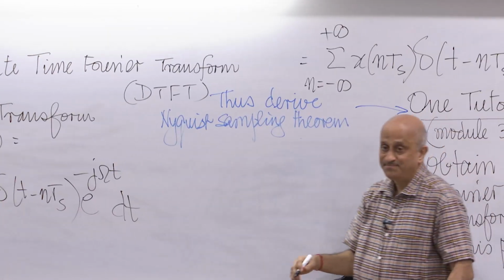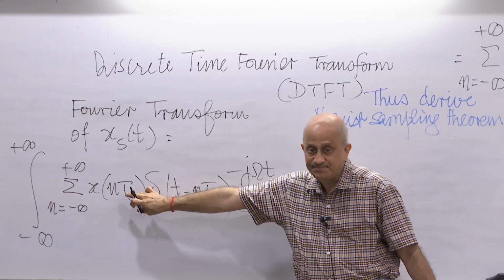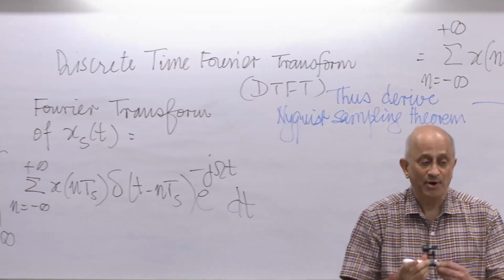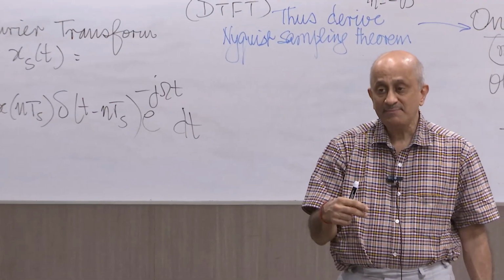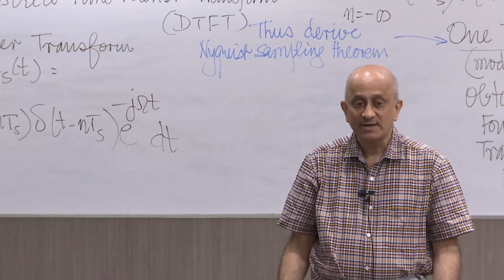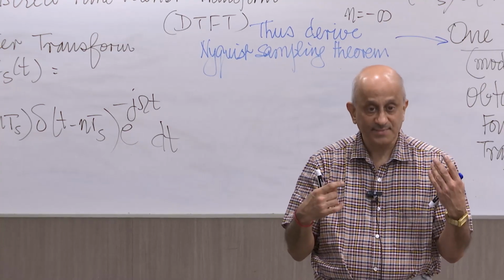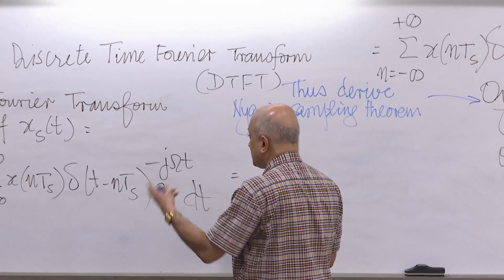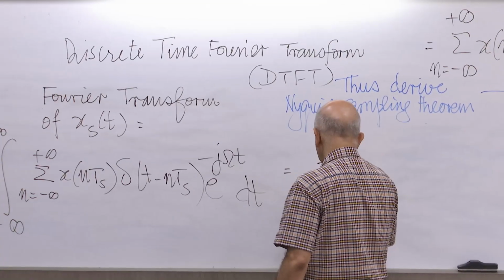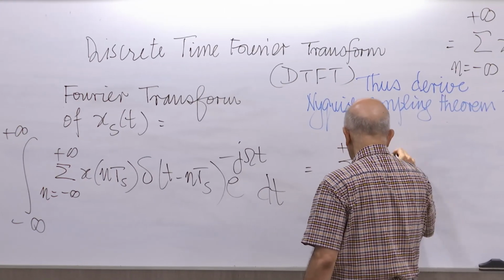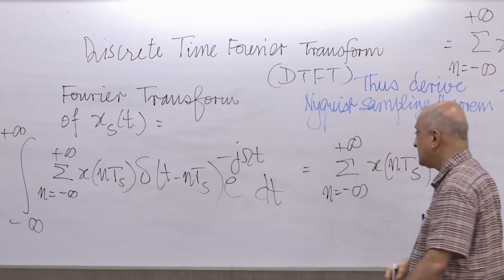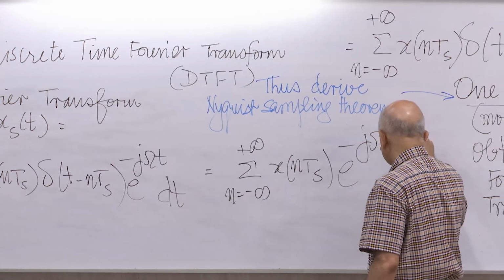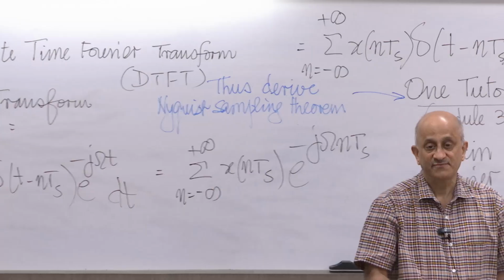Now, what's going to happen? See, x of nts is a constant. This is an impulse. These are different impulses located at different points, t equal to nts. What will these impulses do? They'll pick up the value of the continuous function around them, right? So, instead of this integral, it will simply become a summation: summation n going from minus infinity to plus infinity, x nts e raised to the power minus j omega nts. Is that right? It simply picks up the value of the continuous function.